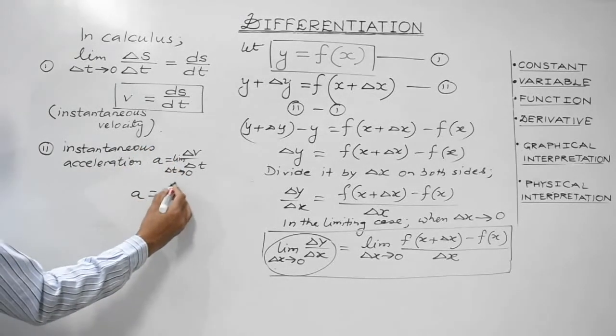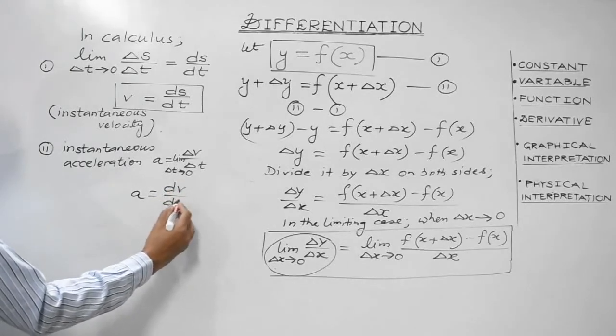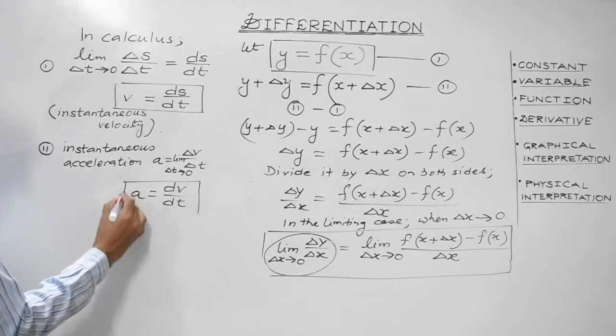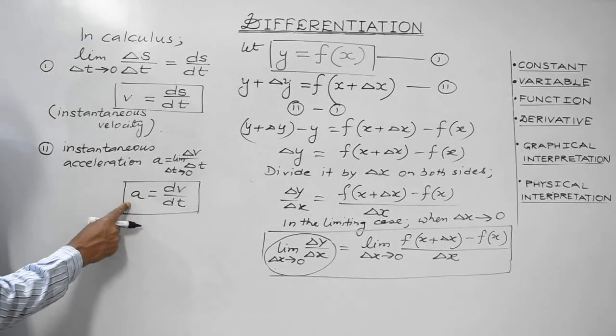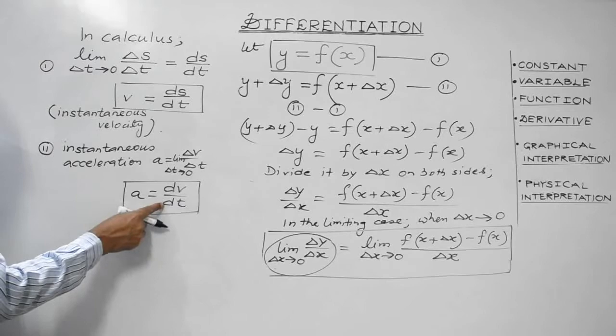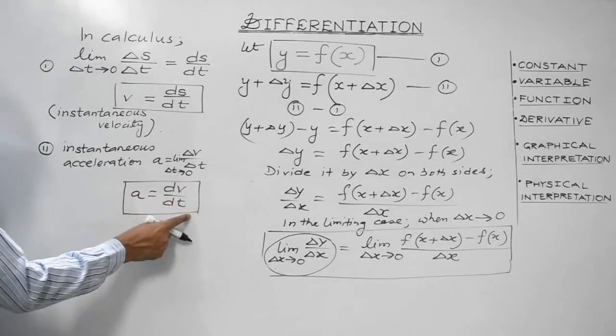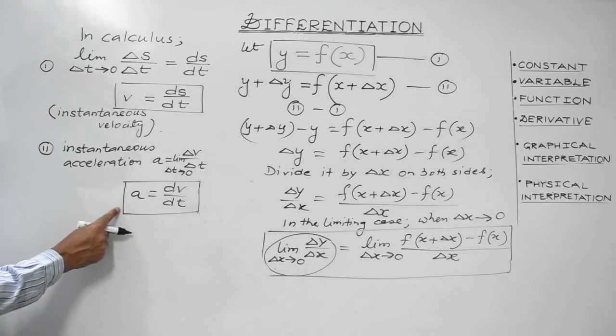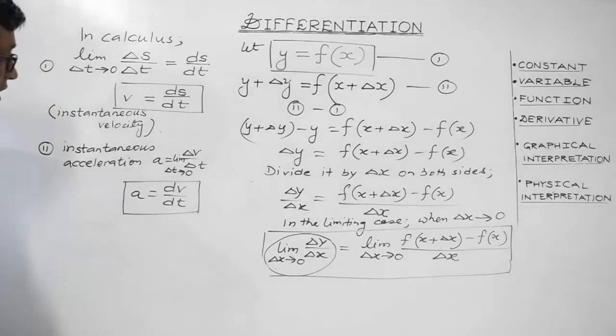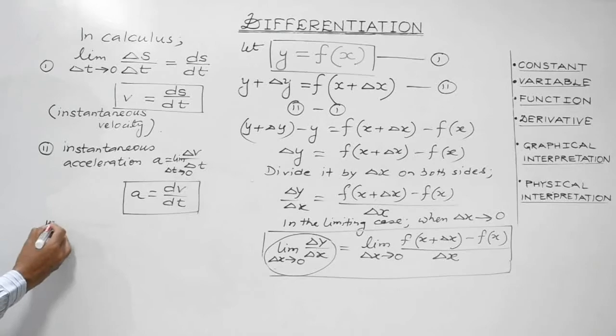And this a in calculus will be written as dv by dt. So students, this represents the instantaneous acceleration. The differential coefficient or the derivative of velocity with respect to time is known as instantaneous acceleration. Clear? Let's consider some other example.